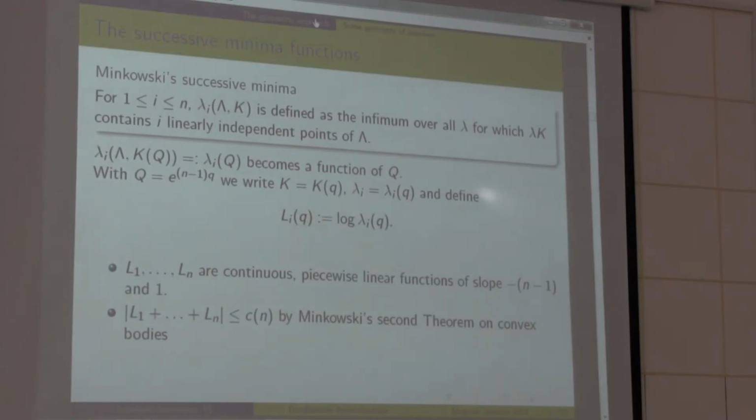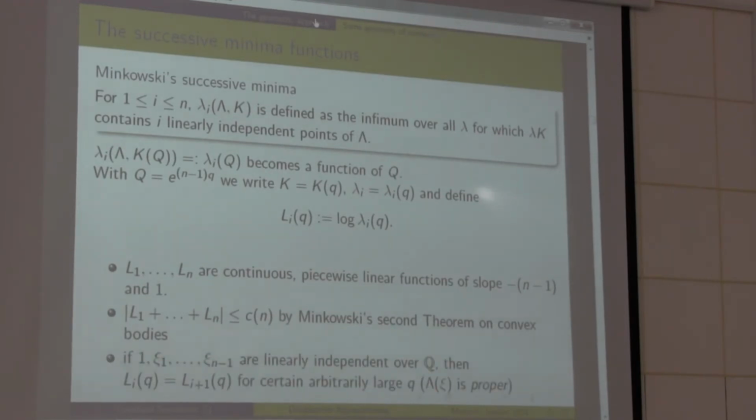This stems from Minkowski's second theorem. So you have the product of the minima is in between two constants that depend on n only. When you pass to the logarithm, then you get something about the sum of the L sub i, and this is exactly what is written down there.